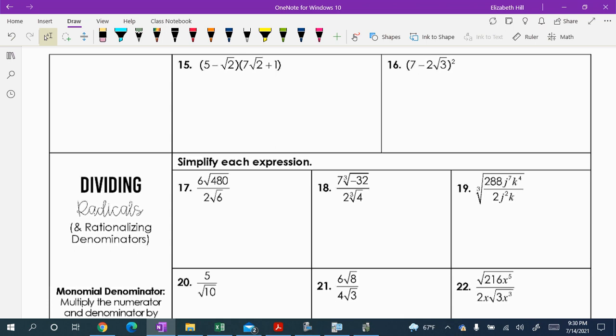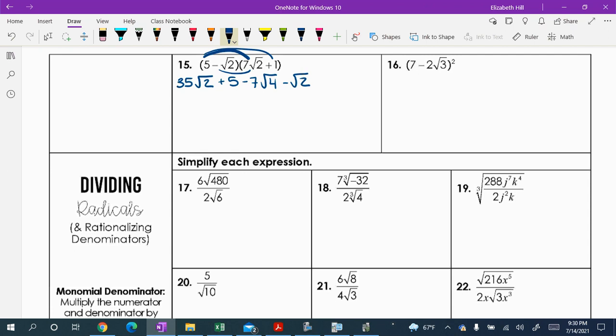All right, 15 and 16, this one here, you need to remember your good old FOIL. You need to be able to multiply everything out. So you've got the 5 times 7 square roots of 2, so that's going to give us 35 square roots of 2. 5 times 1 gives us 5. Go to the inside here. I'm going to get negative 7 times the square root of 4. And negative square roots of 2 times 1 is a negative square root of 2. So multiplied everything out. Now I can do some simplifying.